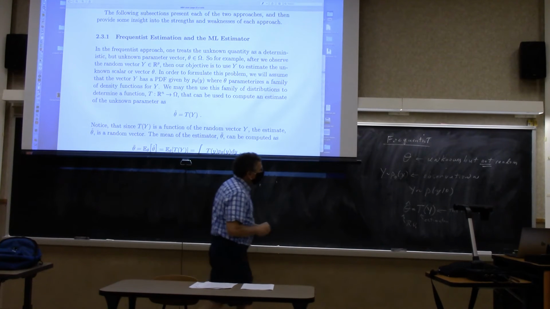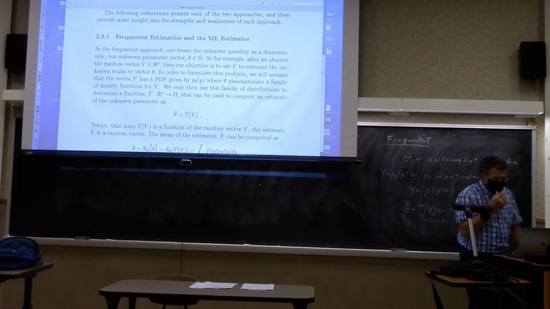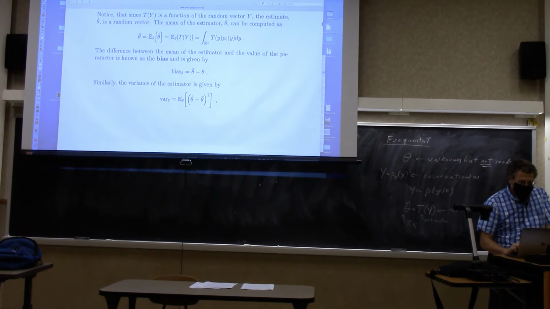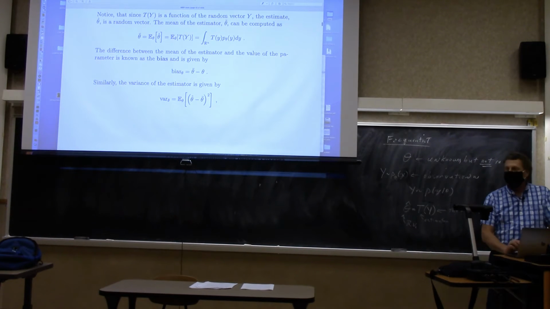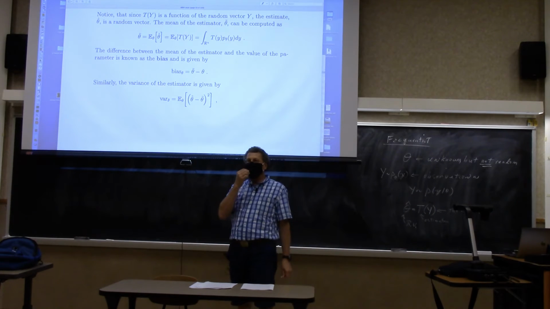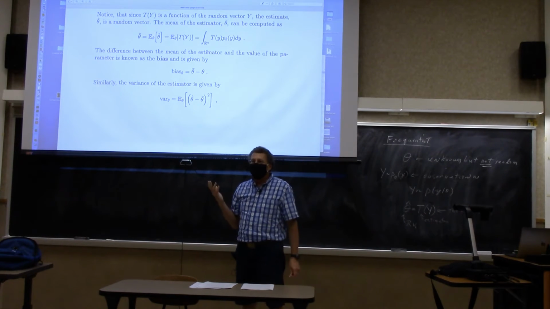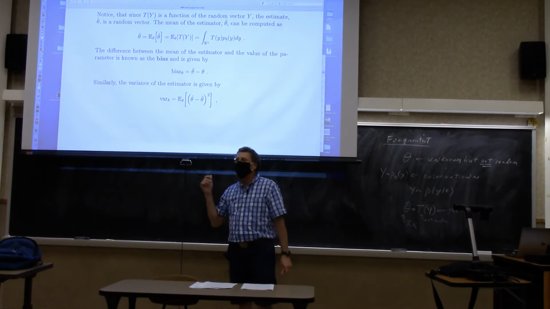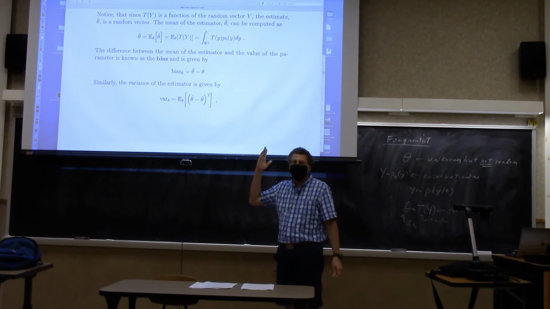So this is the whole idea with the Frequentist viewpoint. And in a Frequentist viewpoint, you have bias and variance. So the estimate is going to have some bias, maybe. The bias could be 0, but it will have some bias, okay? And it'll have some variance.